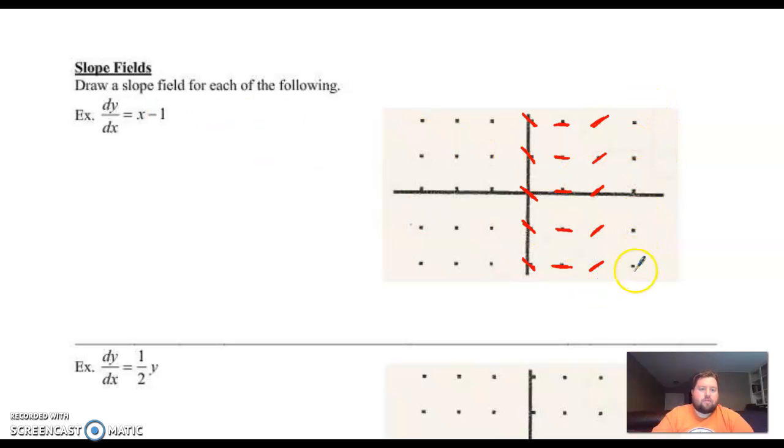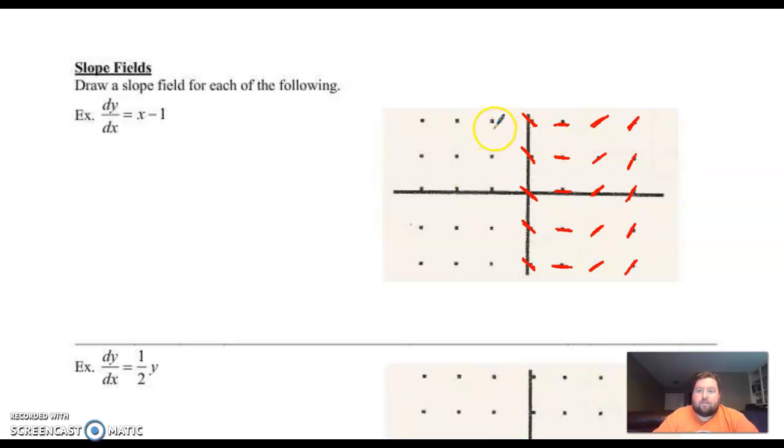And finally, x equals 3. 3 minus 1, positive 2. So just draw them a little steeper than you did before. All right, no one's going to be measuring this or anything, so as long as it's showing it getting a little steeper each time, you're good to go.